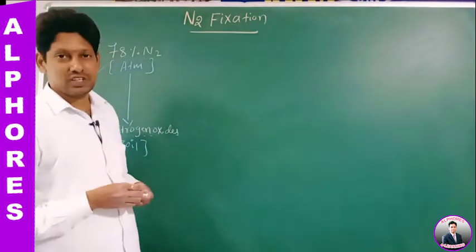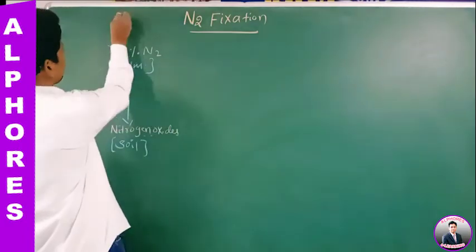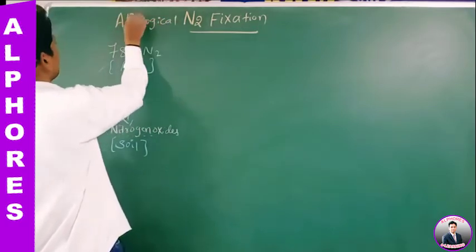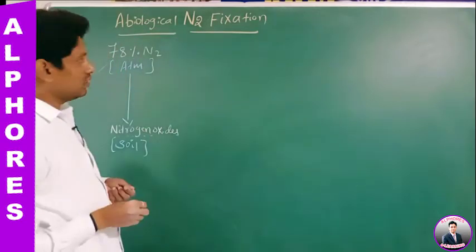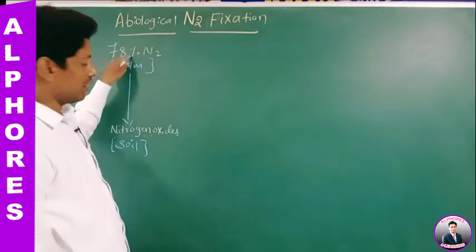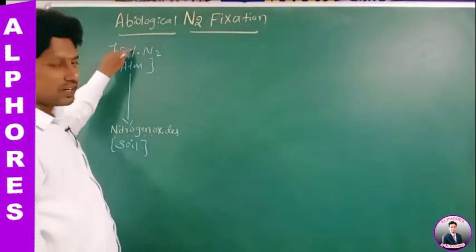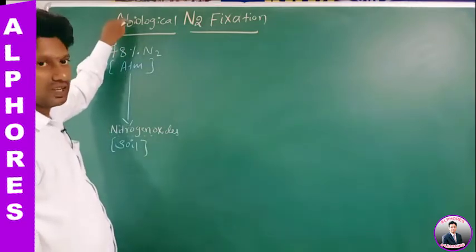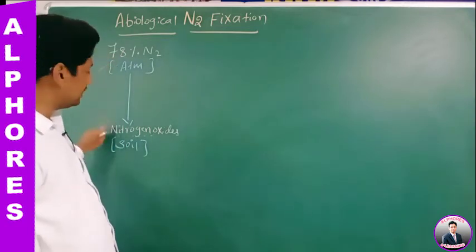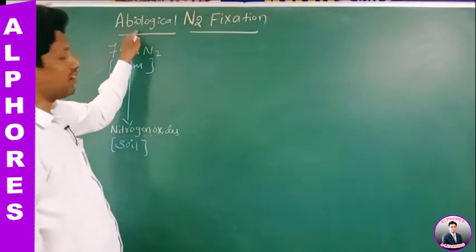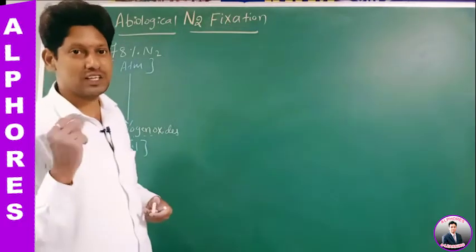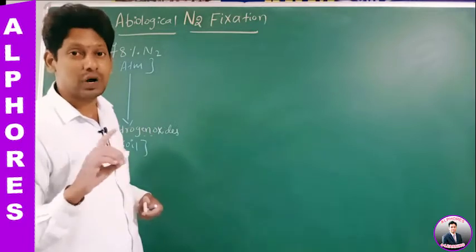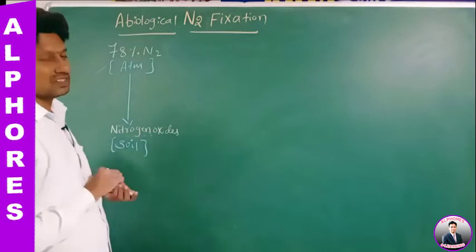Nitrogen fixation is of two types, abiological and biological. The first one is abiological nitrogen fixation. Nitrogen fixation means fixing nitrogen from atmosphere to soil. In abiological nitrogen fixation, nitrogen is fixed from atmosphere to soil in the form of nitrogen oxides, without involvement of living organisms.